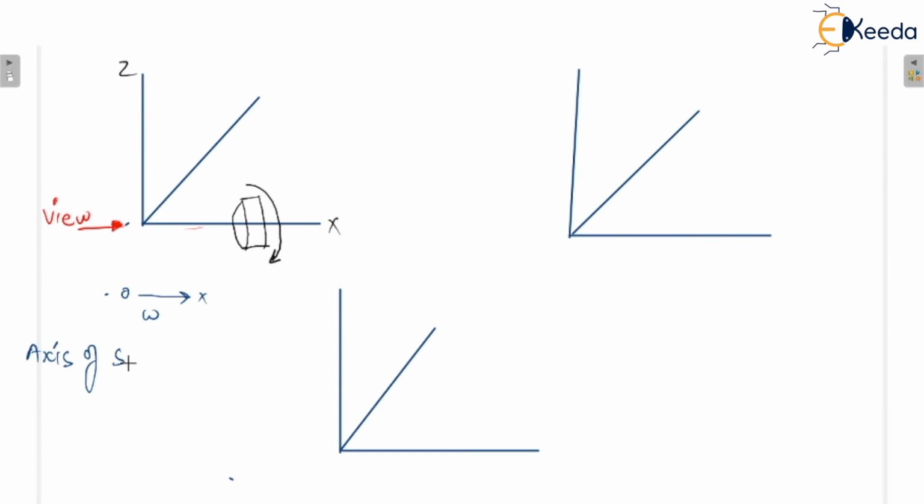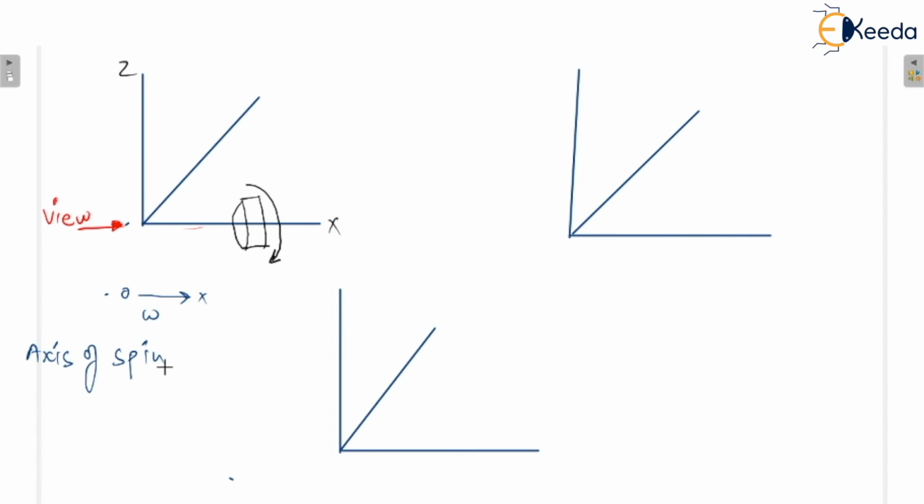Okay. So what is the axis of spin? You have to find out the axis of the spin. Axis of the spin means the direction of angular velocity. And how can we find out the direction of angular velocity? Just by using the right hand thumb rule.